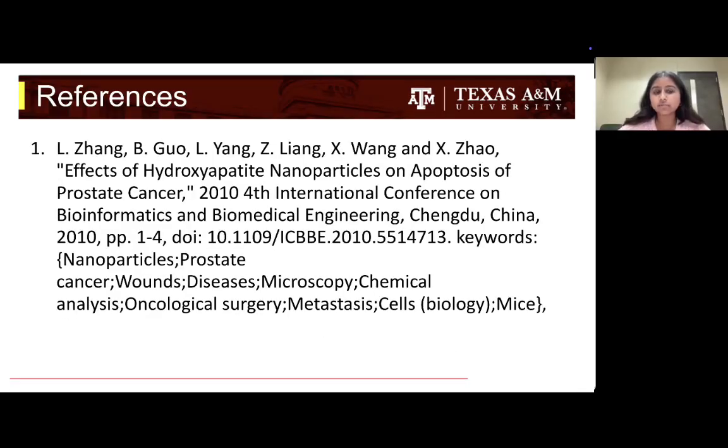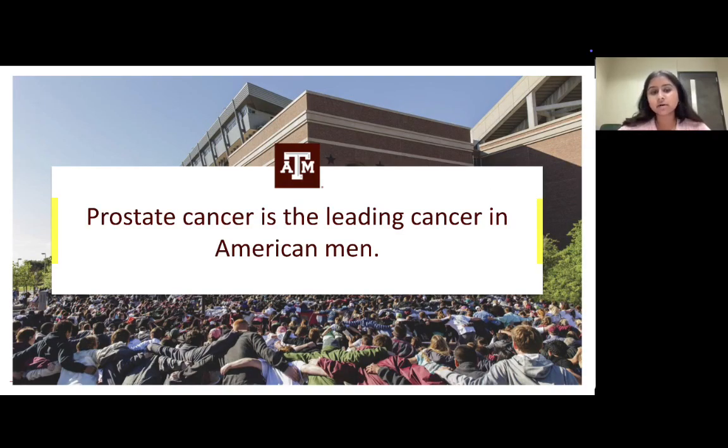And then this is the article we used in our references. And then this is just a statistic about prostate cancer and how it is the leading cancer in America.